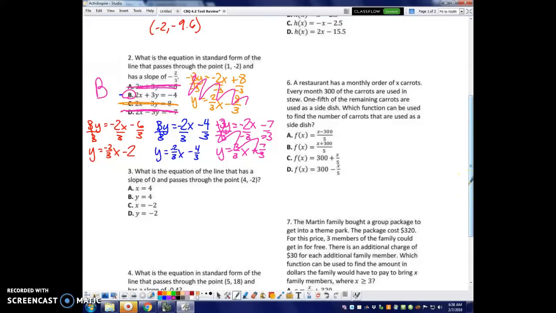Okay, so number 3. Number 3 says, what is the equation of a line that has a slope of 0 and passes through the point (4, -2)? So first plot that point. 1, 2, 3, 4, 1, 2. Right here. Okay? And has a slope of 0. So a slope of 0, is that vertical or horizontal? Remember, like a heartbeat. 0 beeps. Okay, so it's going like this. What line is that crossing through? The x or the y? It crosses through the y. Where does it cross through? At negative 2.